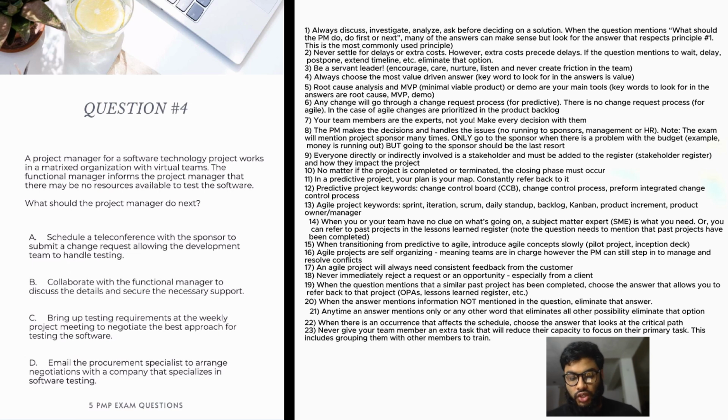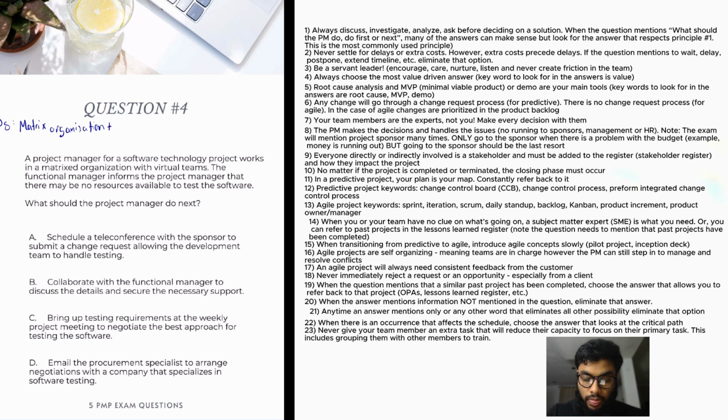Question number 4. A PM for a software technology project works in a matrixed organization with virtual teams. The functional manager informs the project manager that there may be no resources available to test the software. What should the PM do next? All right, so we should actually get the problem statement. That's what we should do next. We're in a matrix organization, and I have a feeling they want us to use this. So we're going to include it in the problem statement.